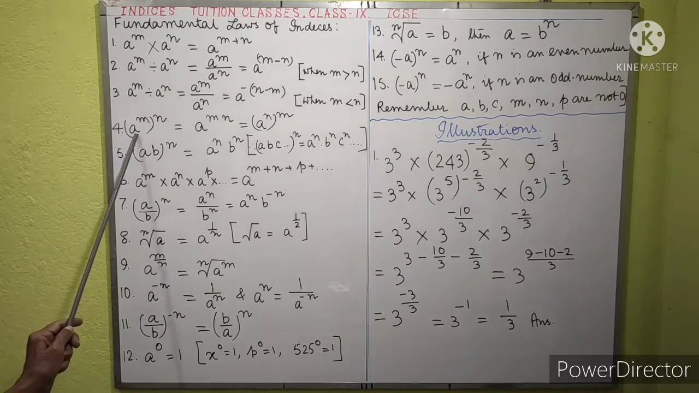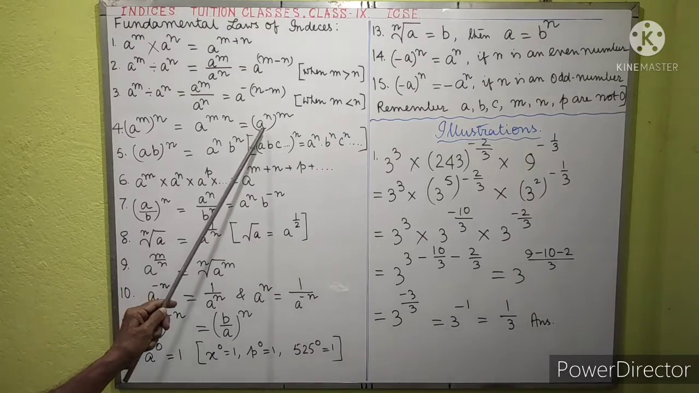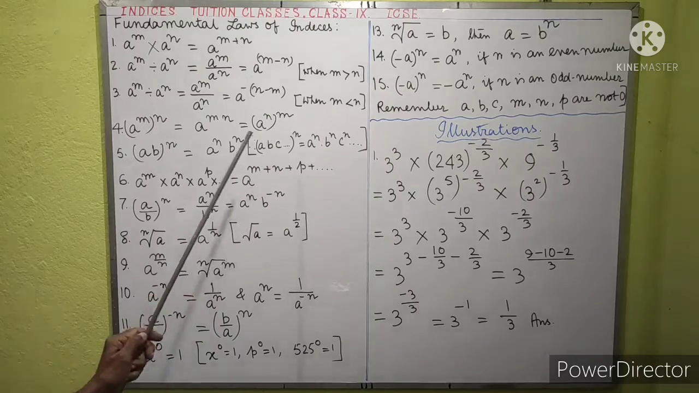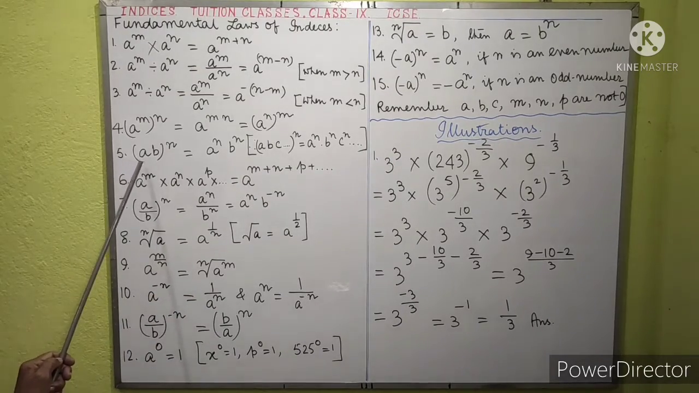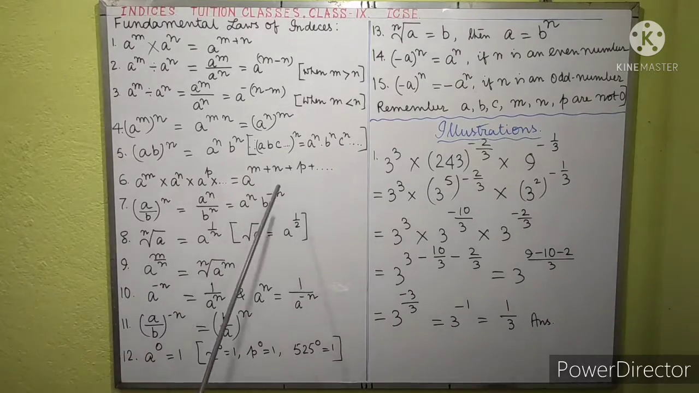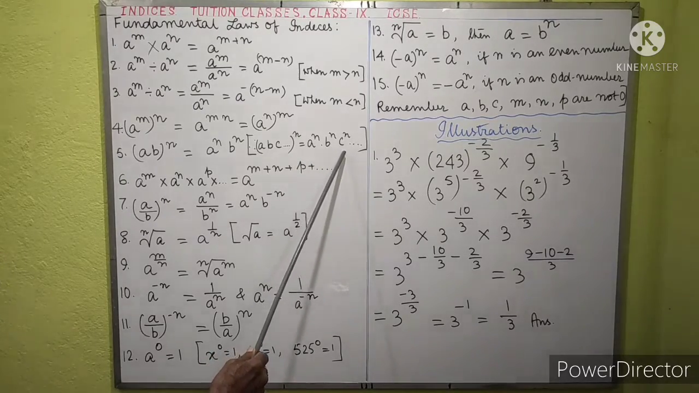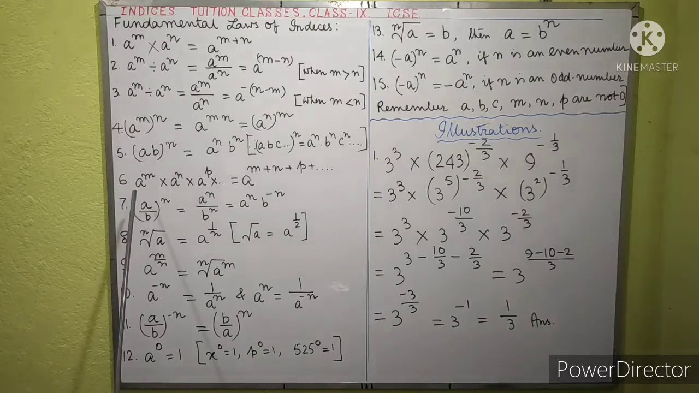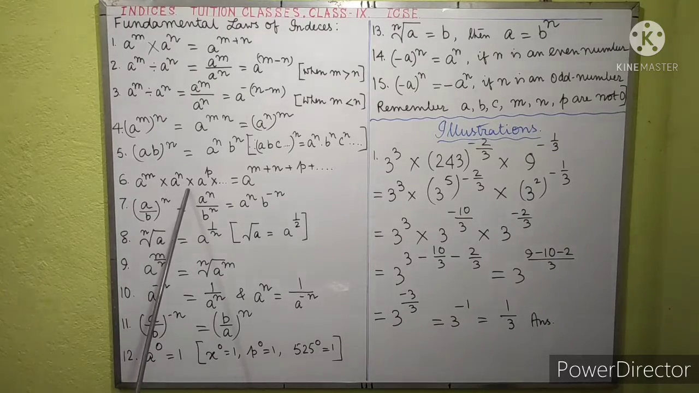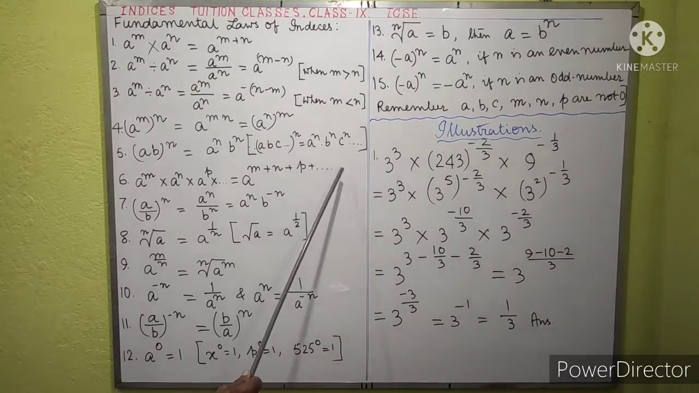Here m is smaller, but there m is larger or greater. And number 4 is a to the power m to the power n equal to a to the power m into n. It is also a to the power n into m, same. Number 5, ab to the power n equal to a to the power n into b to the power n. Also abc, whatever it may be, to the power n equal to a to the power n, b to the power n, c to the power n, etc. Again, number 6, a to the power m into a to the power n into a to the power p equal to, if it goes on, a to the power m plus n plus p, and so on.